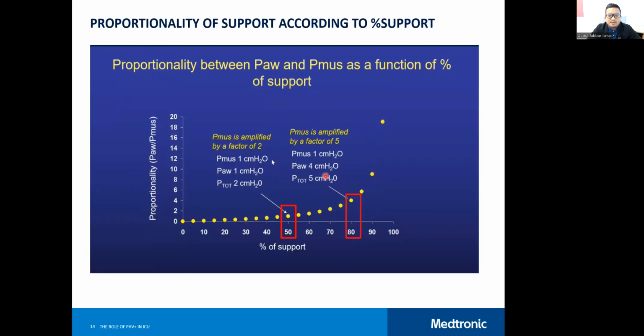So as you can see, the higher the percentage support going up, the higher the proportionality. That means the amplification factor. As you can see here, this is an amplification factor of 5 of the patient effort. And when you go almost to 100%, you will be around 20 times amplified. Okay. So setting it too high will also run into a problem, like too much support, too much volume. Okay, volume overload.